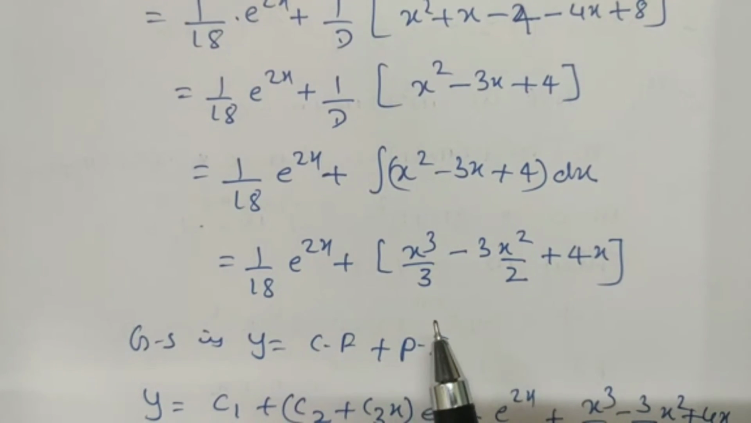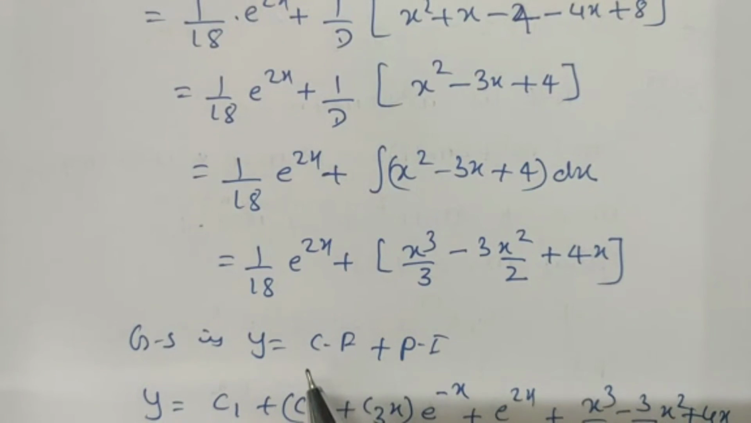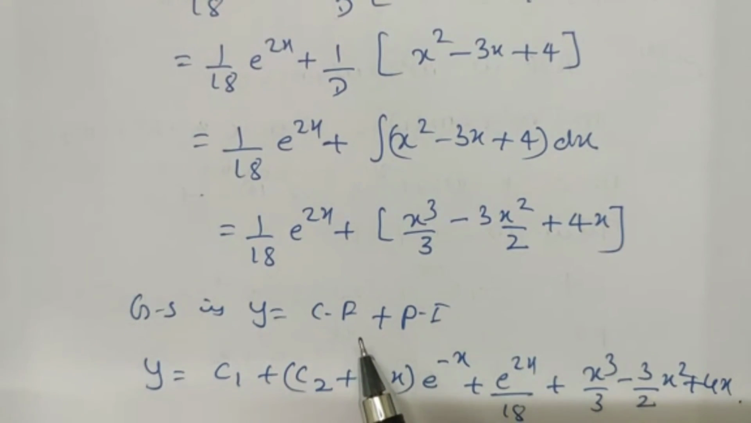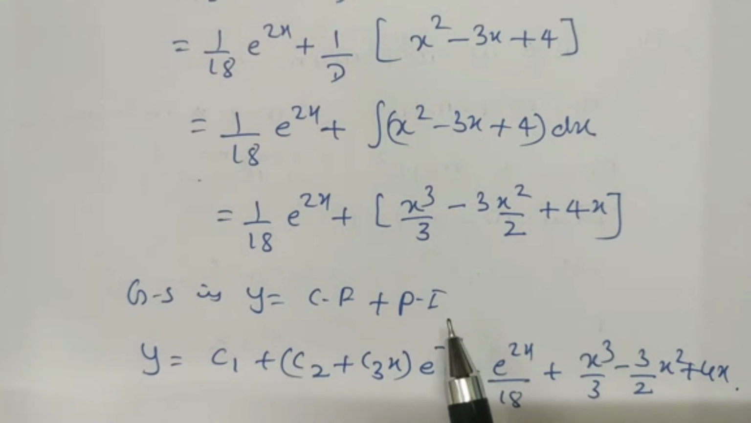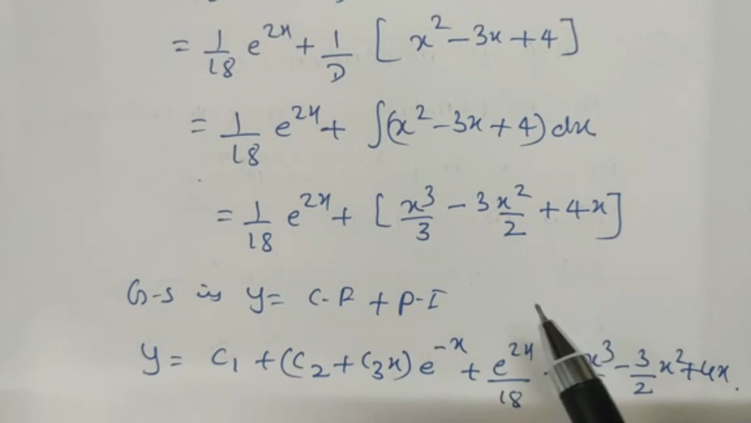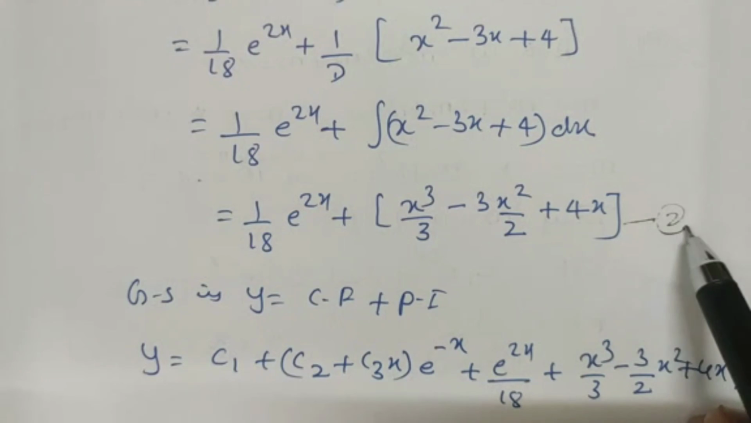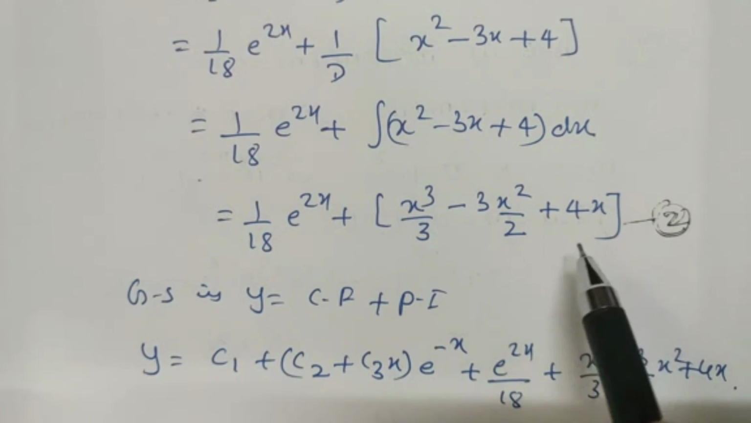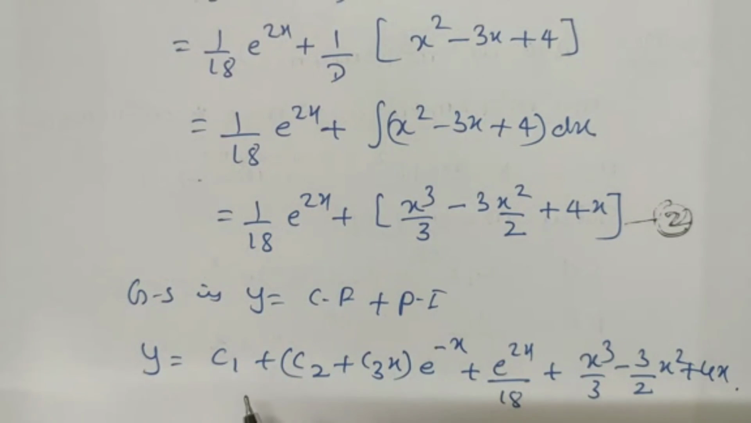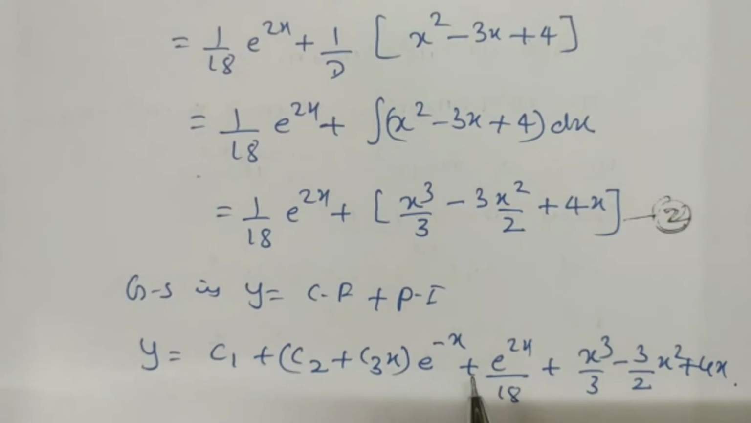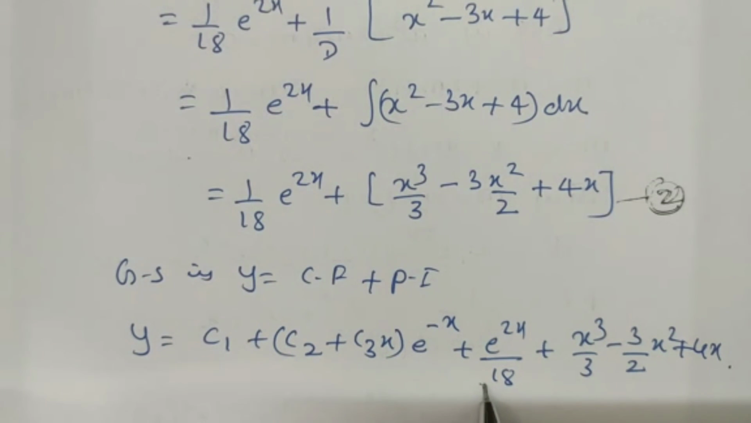So this is the particular integral. Now the general solution is y equals complementary function plus particular integral. You just add equation 1 and 2. This one is equation 2 and the complementary function is equation 1. So we know equation 1 is c1 plus c2 plus c3 x, of e raised to minus x, and the particular integral is e raised to 2x divided by 18 plus x cube by 3 minus 3 by 2 x square plus 4x. This is the solution of this problem.